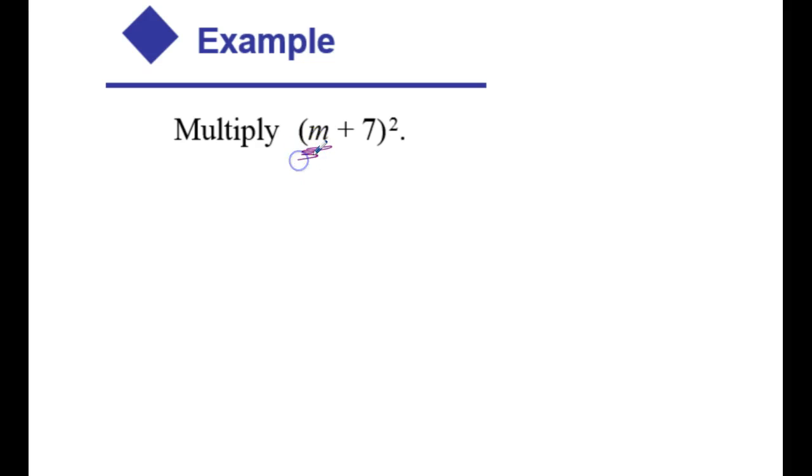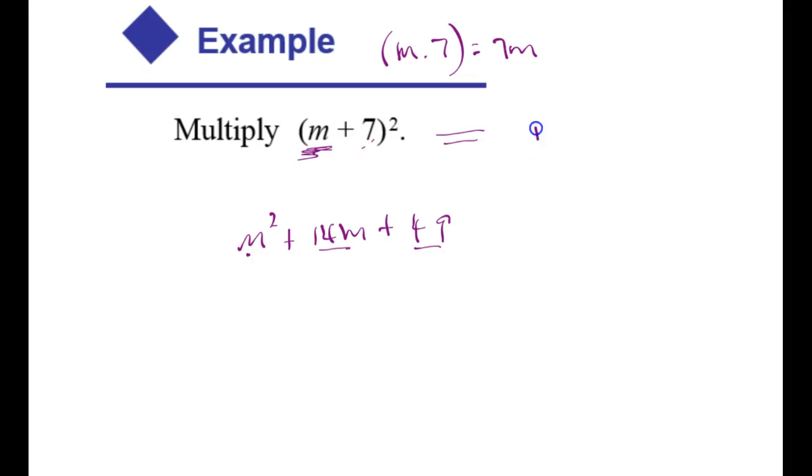So square the first, m squared, twice this product. Well, m times 7 is 7m, and then you double it. So you just multiply those numbers together, double it, twice 7 is 14, and then you square the last. So if you can remember the rule, square the first, twice the product, square the last, you're done. But if you don't want to do the rule, you could always write this out, m plus 7 times m plus 7, and do the FOIL method or just distribute.